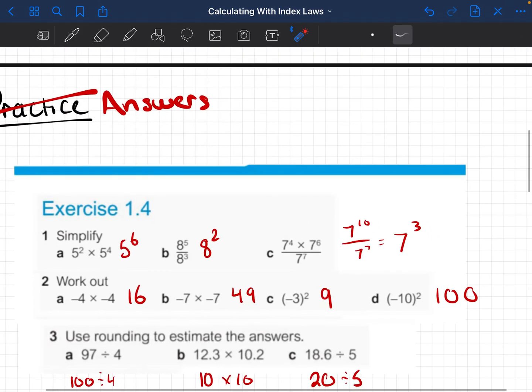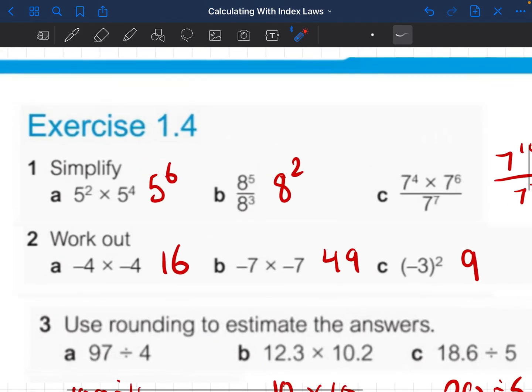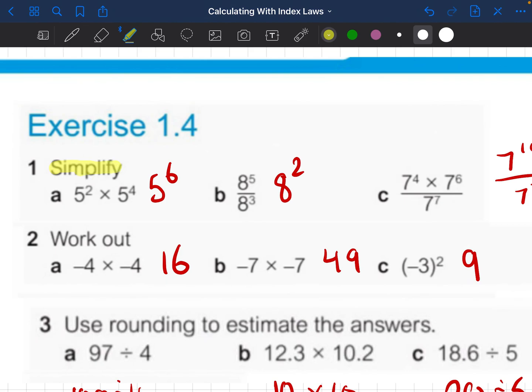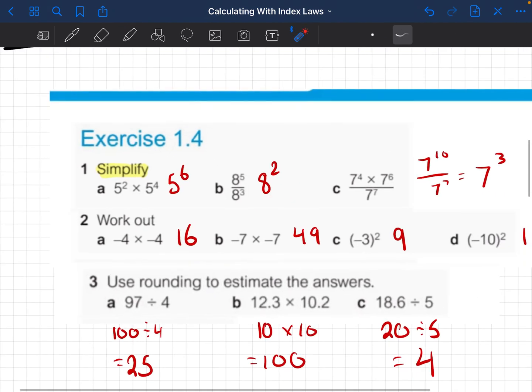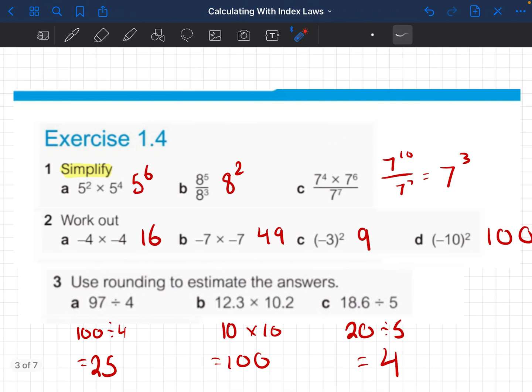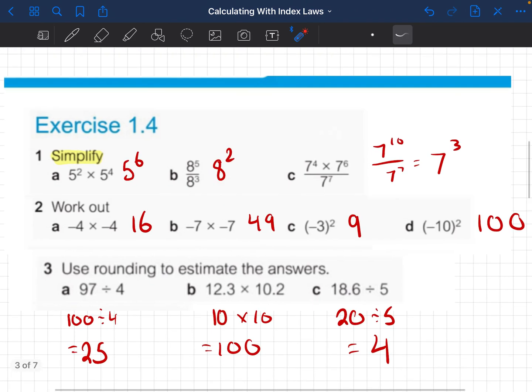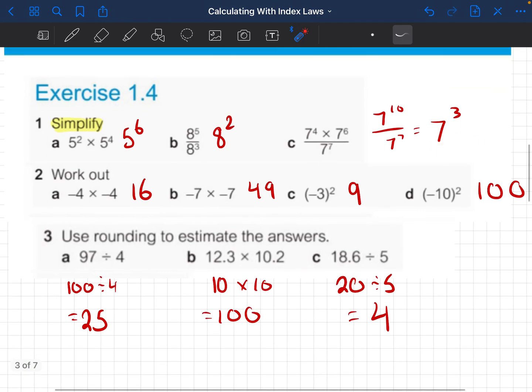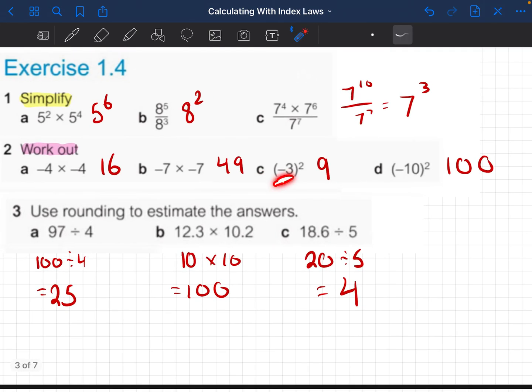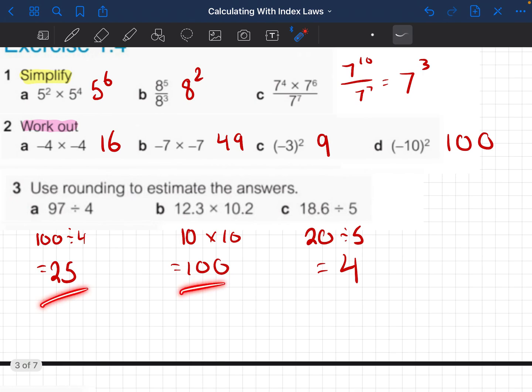Okay, your answers are here. So simplify. When we say simplify, we just need it to the power. So 5 to the 6, 8 to the 2. Even though we know that 8 squared is 64, leave it in that form. Here, 7 to the power of 3. When it says work out, now you give an answer. So 16, 49, 9, 100. And then negative times a negative is positive. And here your answer's here.